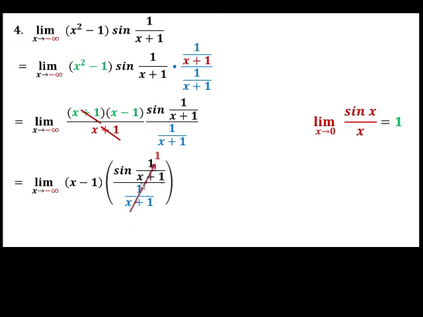So we have x minus 1 times this fraction, and according to the theorem, this is equal to 1. And as we evaluate the function, as x approaches negative infinity, this becomes negative infinity times 1. So this is negative infinity. So the limit of the function as x approaches negative infinity is negative infinity.